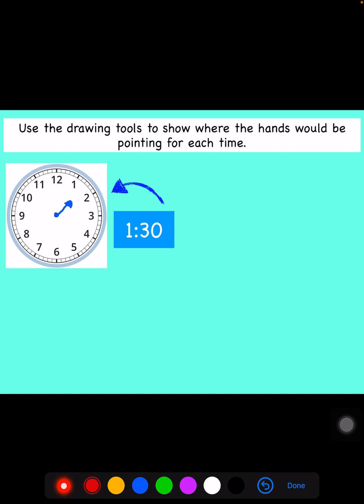Now my minute hand needs to show 30 minutes. And I know that anytime it is 30 minutes past an hour, my minute hand has to point to the number 6, just like this.